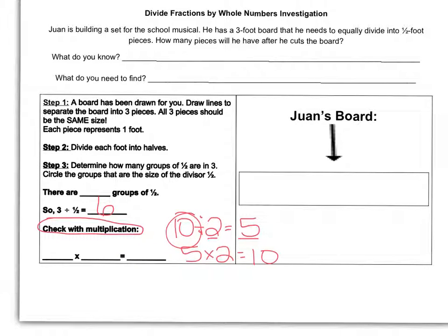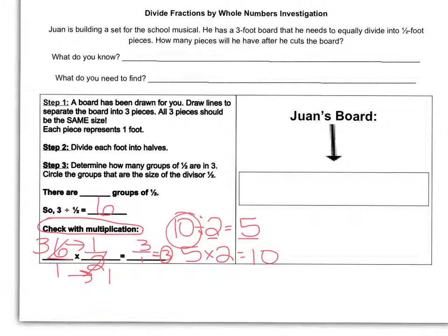We're using the exact same idea here. But now, since we know the answer is 6, we're going to do 6 times 1/2. And we know that that should equal 3 if we did it right. So let's go ahead. We'll make our whole number 6 into a fraction, cross simplify. This becomes a 1 and this becomes a 3. If we multiply straight across, we get 3 over 1, which is 3. So we know we did it right.